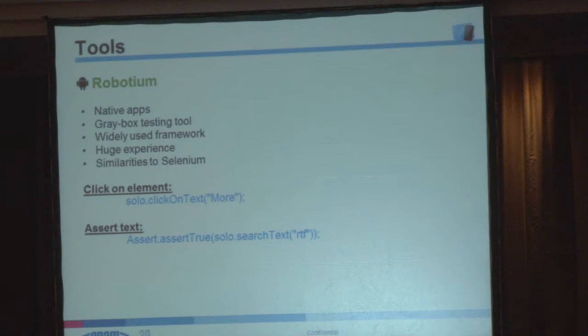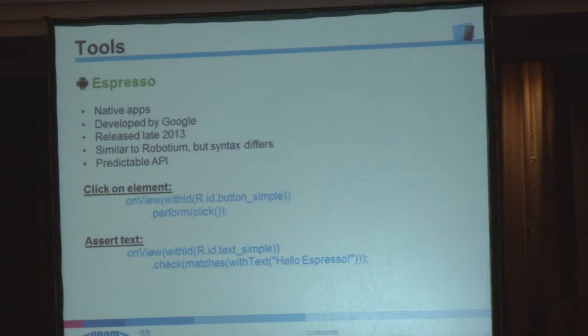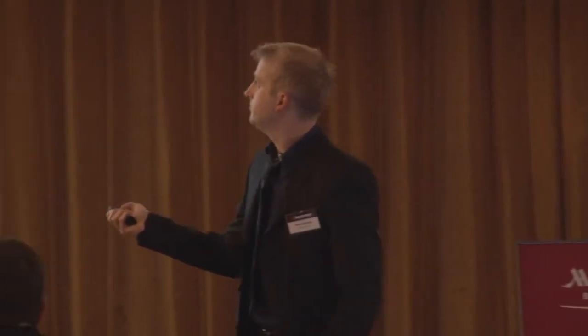And people know it very well. There's a lot of experience behind it. You can easily Google any solutions whenever you are stuck. So it's quite easy to use, and it's also meant for native testing. Google's Espresso is quite similar, but it still doesn't have the same experience behind it. It was published less than a year ago by Google, and they did it because they weren't that satisfied with Robotium. So in the long run, maybe it will overtake that tool.